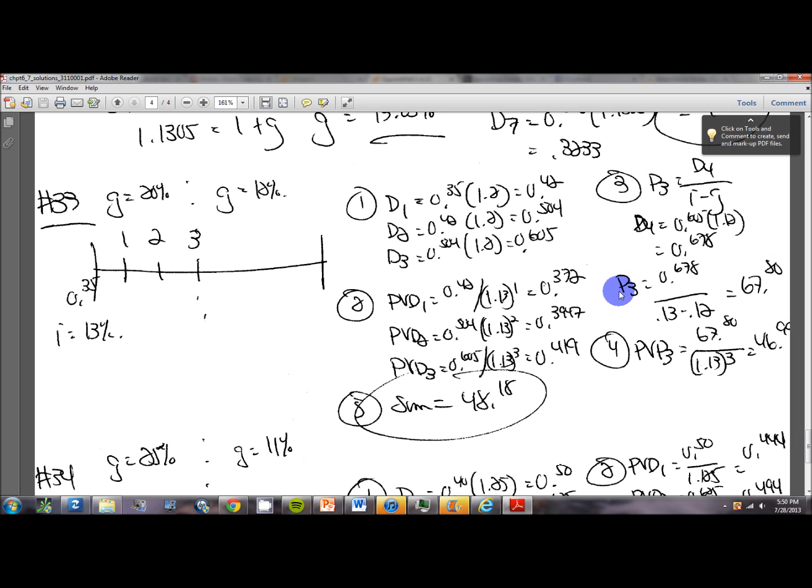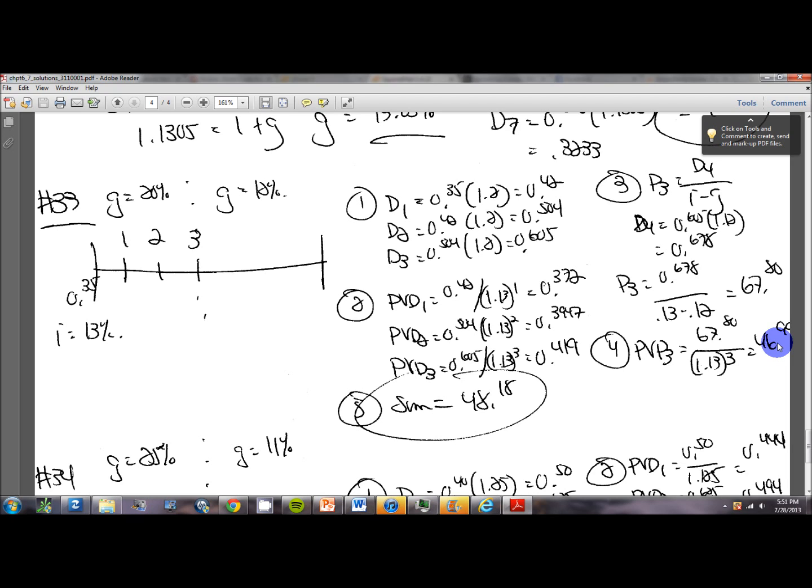You then proceed to step 4, where you have to discount this price back to present value, because remember, we're bringing everything back to this point in time. This price is actually here on the timeline, so I need to bring it back here. Again, I'm going to use present value equals future value divided by 1 plus I raised to the n, and that's going to give you $46.99. The solution got cut off a little bit here, but I'm pretty sure that's $46.99.